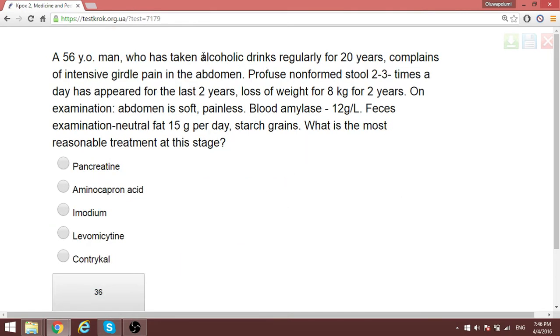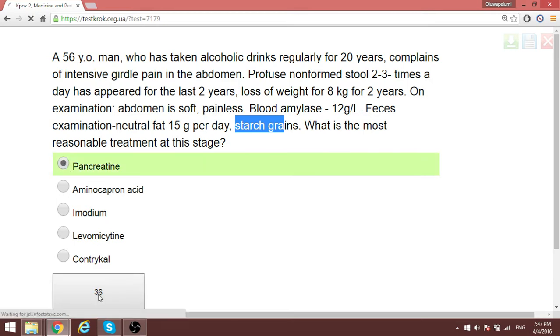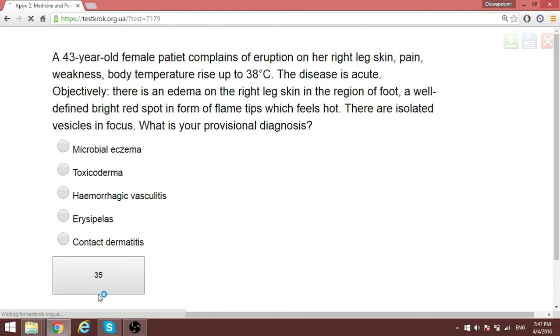This is an alcohol-dependent patient for 20 years. Weight loss of 8 kg over a period of 2 years. You see blood amylase, neutral fat 15 gram per kg, starch grains. So the patient is already having chronic pancreatitis and is having difficulty in digesting fats and carbohydrates. So you want to give a drug that contains these enzymes, and pancreatin will do that for you. I said before that Contrical is actually used in pancreatitis treatment also, but it's for the acute condition.